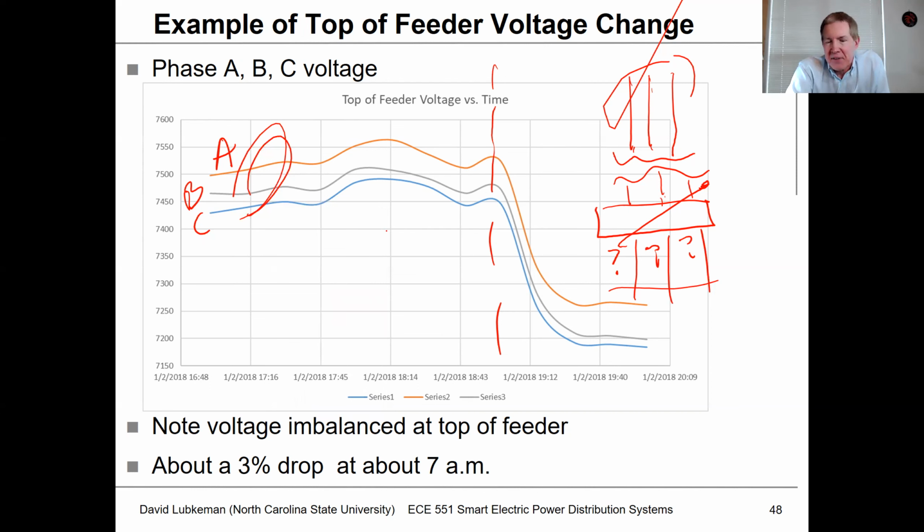What's interesting about this is that when the event occurs, this voltage drops a little bit more than 3%. Maybe it's more like 3.5%, but this is actually showing the initiation of the event. Basically, we're going to take all our voltage regulators and drop those all down by about 3%. So this is actually showing the change that would happen at the top of the circuit. This is actually a real set of field measurements.